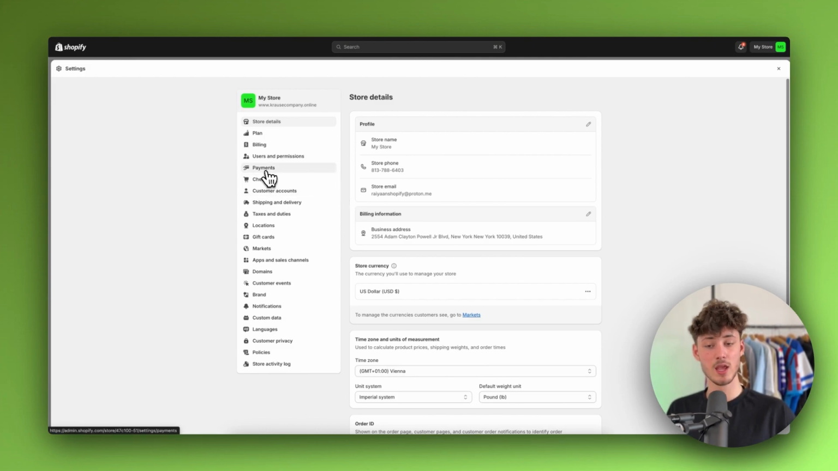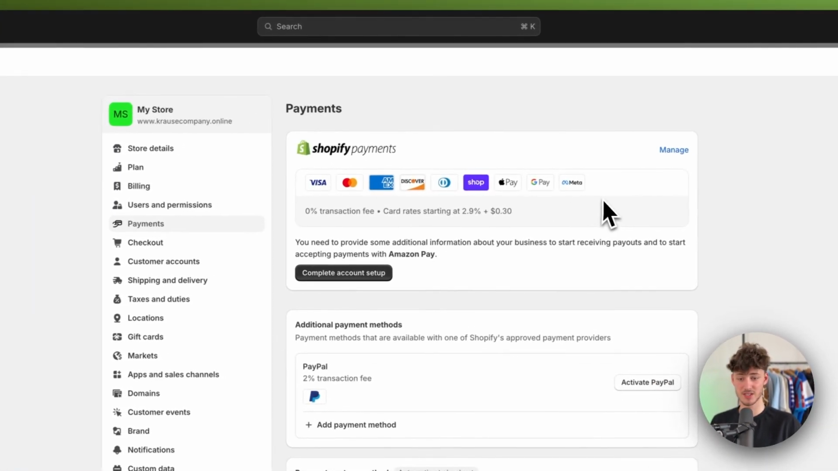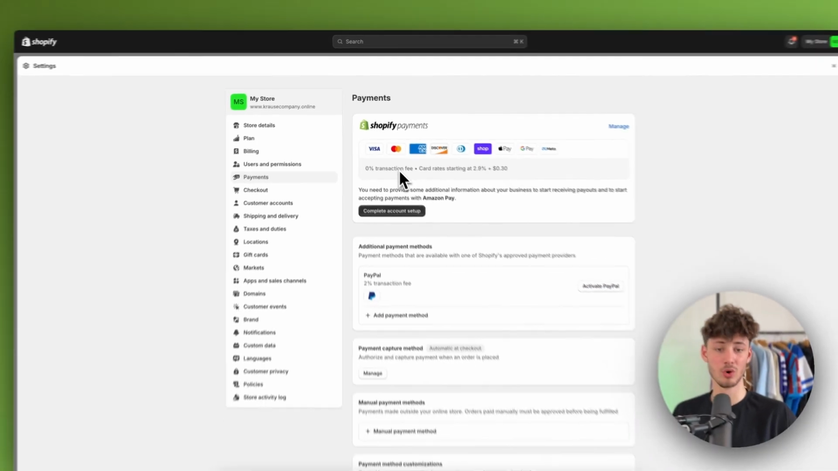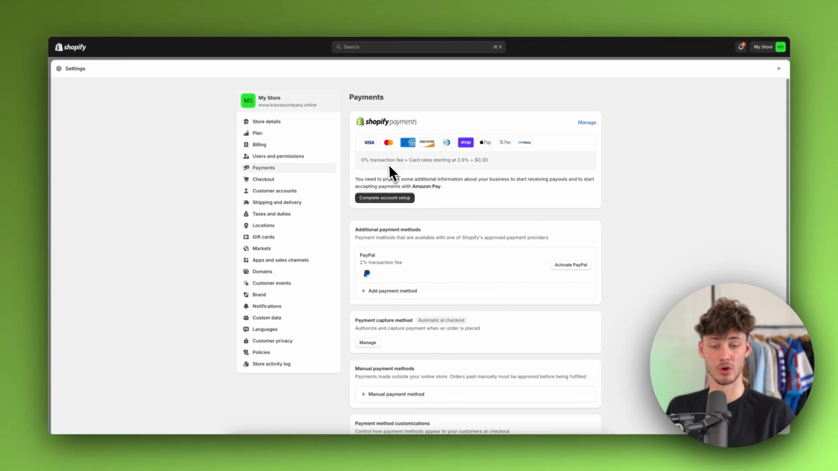Either way, right here you will then have to navigate to payments. This will probably look something like this, where you will then have to set up Shopify payments right here, which I would actually recommend you to do, as this will significantly improve your conversion rate with payment methods such as Visa, MasterCard, Amex, and a lot more.